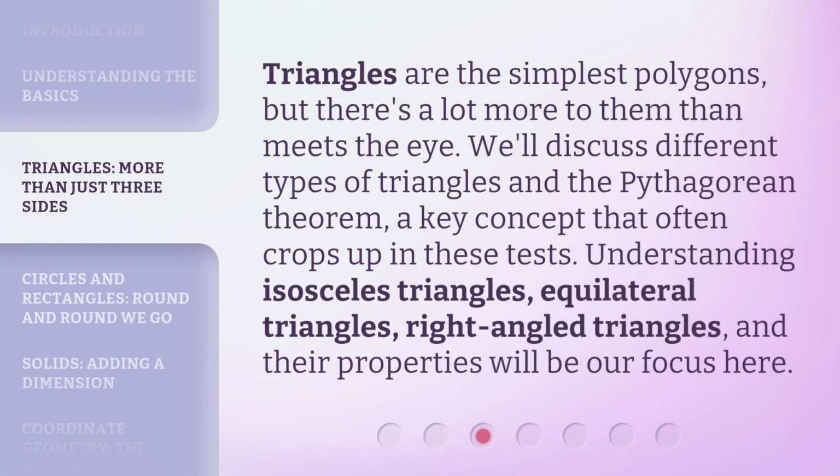Triangles are the simplest polygons, but there's a lot more to them than meets the eye. We'll discuss different types of triangles and the Pythagorean theorem, a key concept that often crops up in these tests. Understanding isosceles triangles, equilateral triangles, right-angled triangles, and their properties will be our focus here.